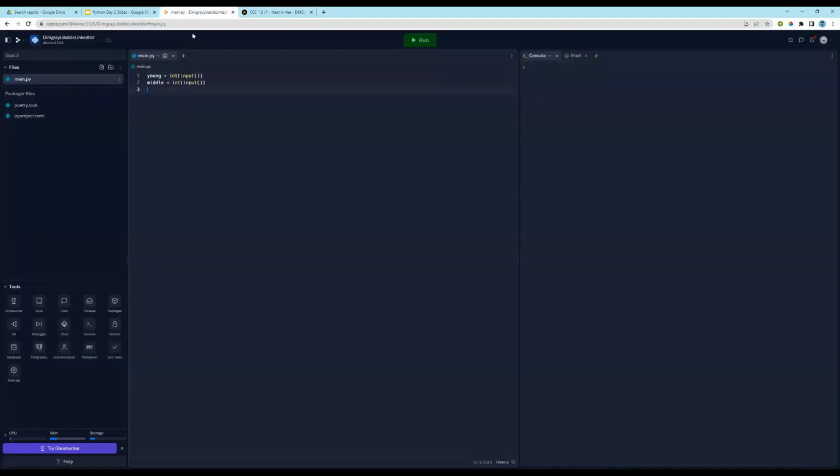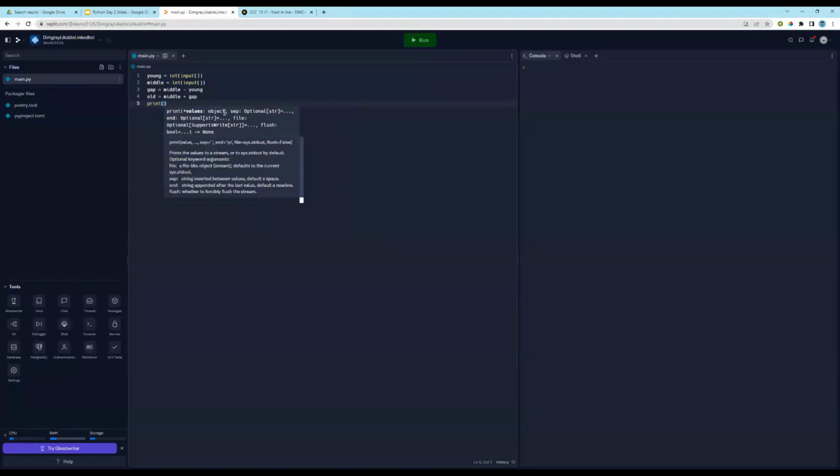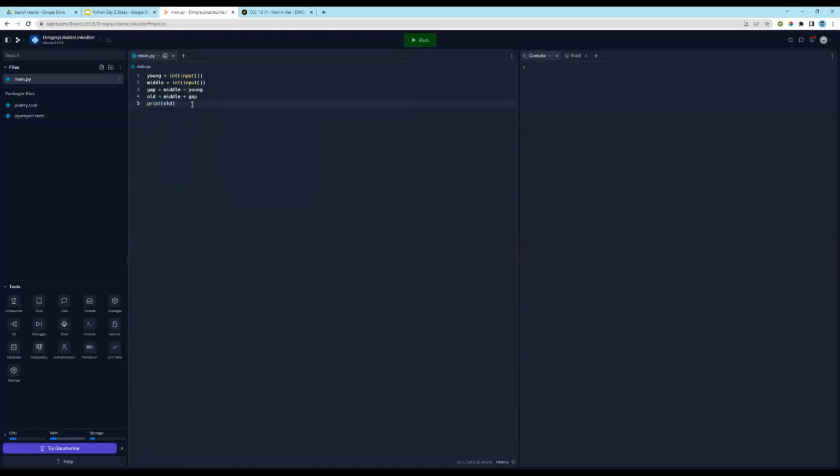Then finally we need to get our output. So how do we get our output? First, we have to calculate the age gap between the middle and the young child. All we have to do here is middle minus young. We get the age gap. And then finally, we have to get the age of the old child. So we do old, and since we know the age gap already, we just have to do middle plus gap, as that will give us the age of the oldest child. And finally, all we have to do is print old. Print is how we do output in Python.